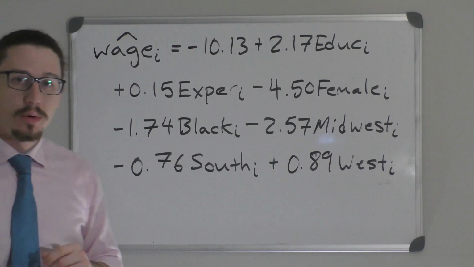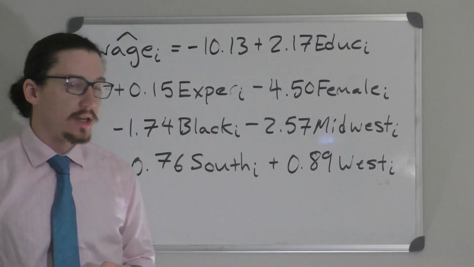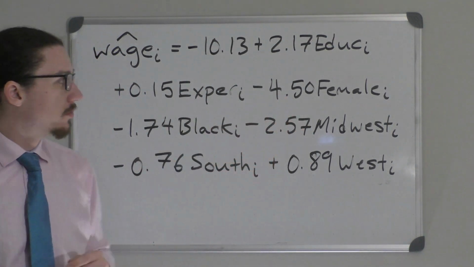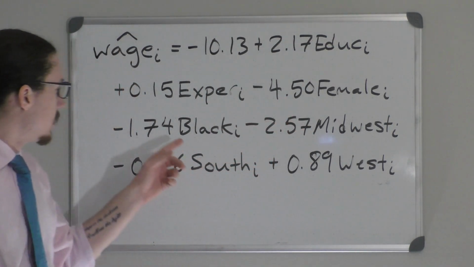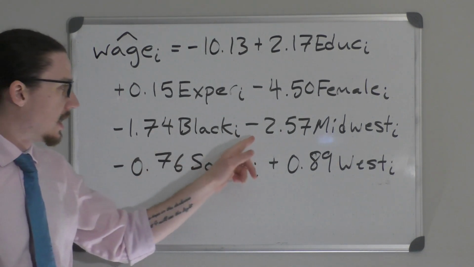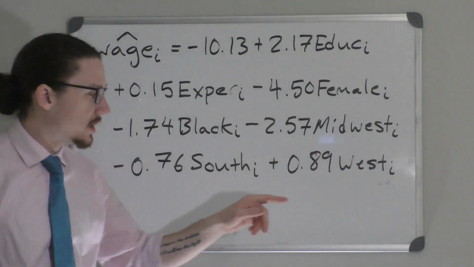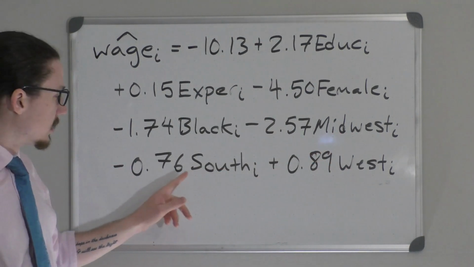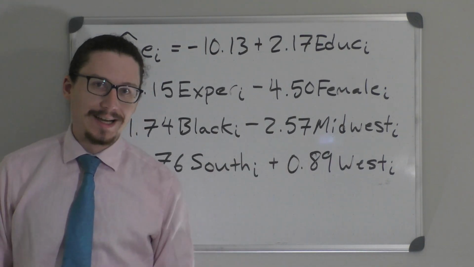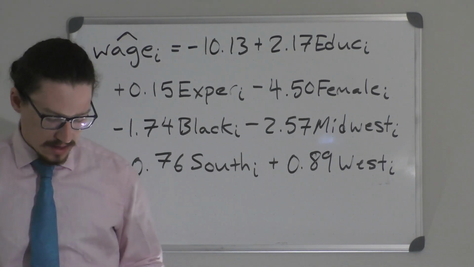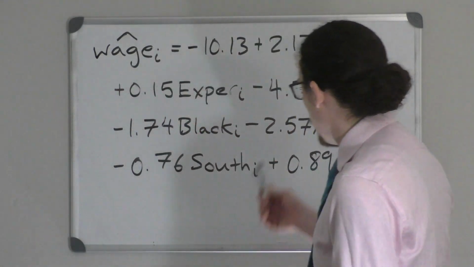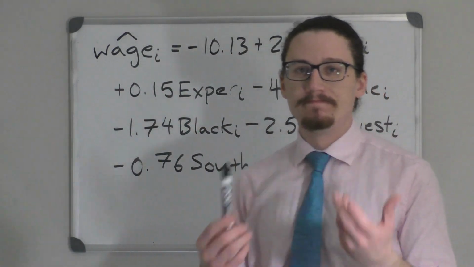So here is our estimated regression equation. Wage I hat equals negative 10.13 plus 2.17 times education I plus 0.15 times experience I minus 4.50 female I minus 1.74 times black I minus 2.57 times Midwest I minus 0.76 South I plus 0.89 West I. That is our model. This is our estimated equation.